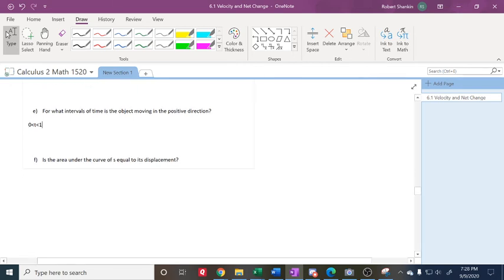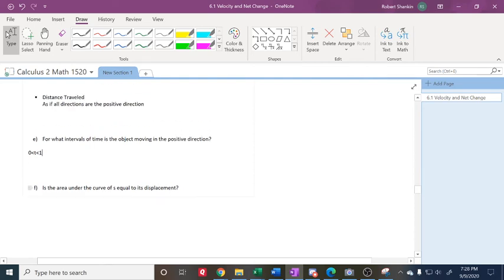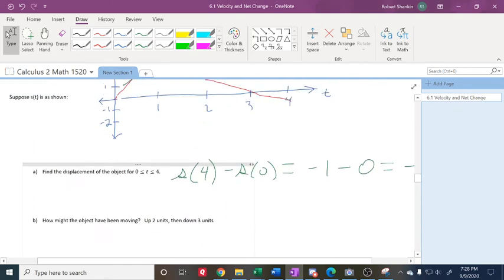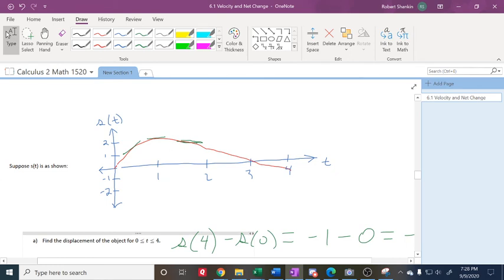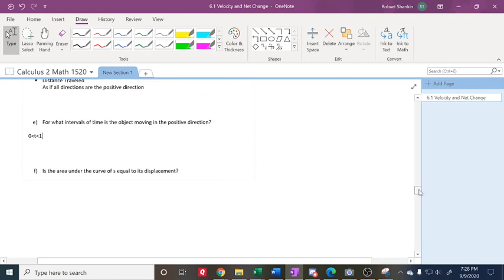Okay. Is the area under the curve of S equal to its displacement? We talked about that a little while ago. This is not going to be the case. Area under curves of velocity functions will give you displacement. But when it's a position function, the area under the curve doesn't give you anything useful. All right, so we'll say no.